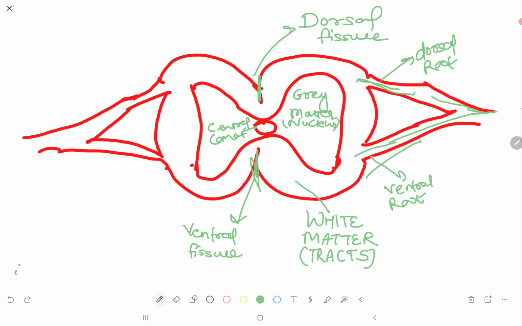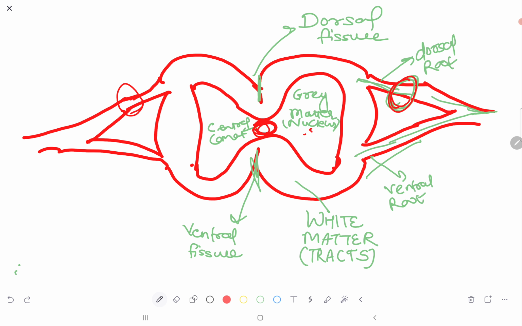Here it forms the dorsal root ganglia. It also forms the dorsal root ganglia here, and here as well. So this is the H-shaped structure which has gray matter. Gray matter has nuclei. Here we have the central canal.